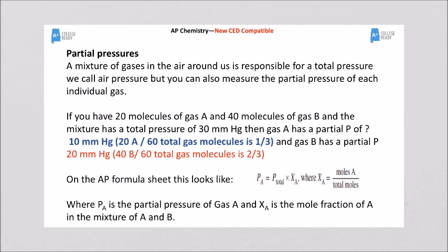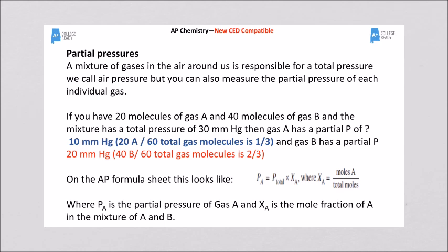So let me just give you this scenario. If we have 20 molecules of gas A and 40 molecules of gas B, and the mixture has a total pressure of 30, what is gas A's partial pressure? What we need to know here is, how much is gas A taking up of that total mixture? Notice how I set this up. Well, the answer is 10. Let's see how I got 10.